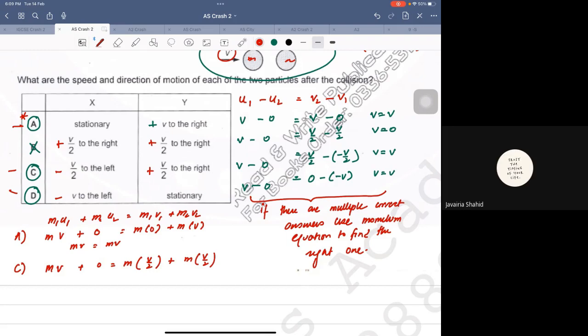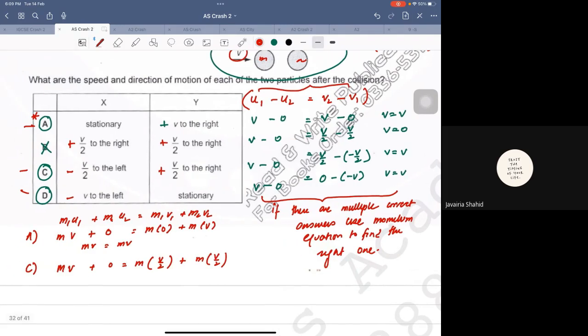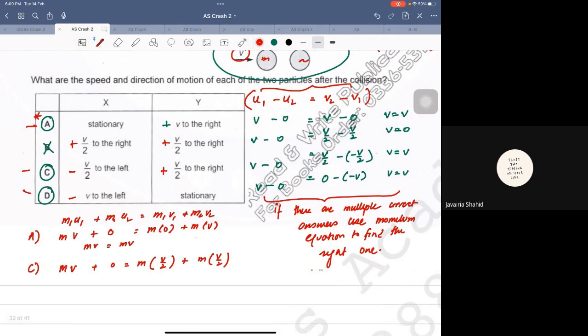Sir, why aren't we using the kinetic energy equation? Because momentum is conserved in inelastic collision as well. No, because we have already used that equation. This is a derivation of that equation. Do you understand? The reason is that I'm getting multiple answers from this equation. Even if I use the kinetic energy equation, I'll get the same answer. Do you understand? Okay. So unfortunately, we cannot do that. Okay, right.